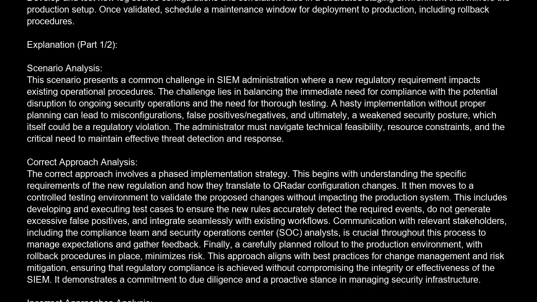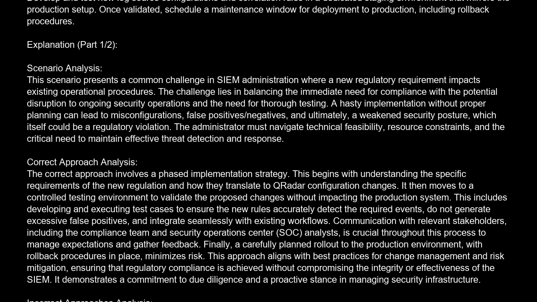procedures. The challenge lies in balancing the immediate need for compliance with the potential disruption to ongoing security operations and the need for thorough testing. A hasty implementation without proper planning can lead to misconfigurations, false positives/negatives, and ultimately, a weakened security posture, which itself could be a regulatory violation. The administrator must navigate technical feasibility, resource constraints, and the critical need to maintain effective threat detection and response.